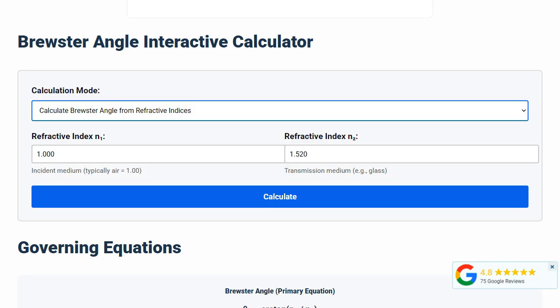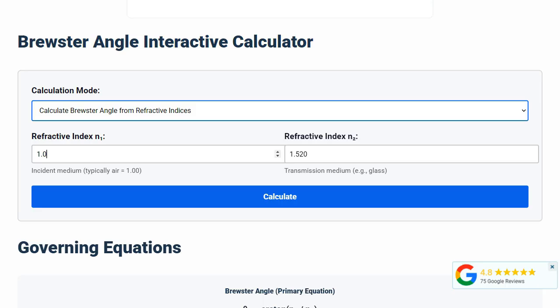To use this calculator, you'll need to enter two key values. First, input the refractive index of the incident medium, which is the material the light is coming from. For air, this is typically 1.0. Next, enter the refractive index of the transmission medium, which is the material the light is entering. For common glass, use a value like 1.52.